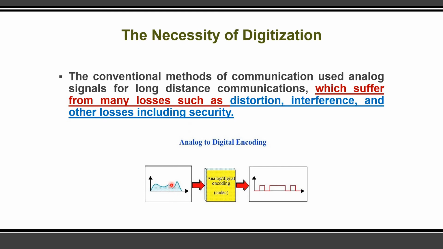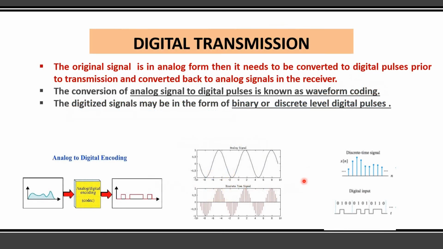You are digitizing the signal. That means the input signal is an analog signal. By using an analog to digital converter, we convert it into a binary signal. Next, digital transmission. The original signal is an analog signal. On the transmitter side, we convert the analog signal into a digital signal. Similarly, on the receiver side, the digital signal is converted into an analog signal, because human beings are able to understand only the analog signal.